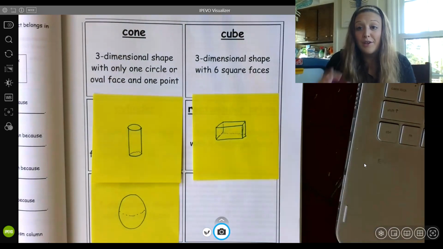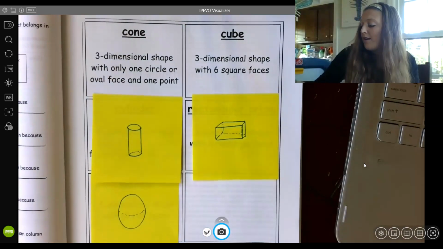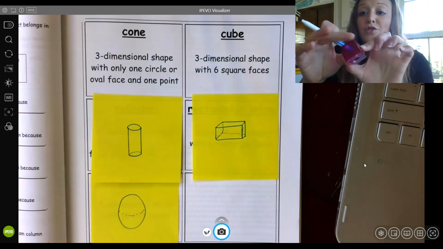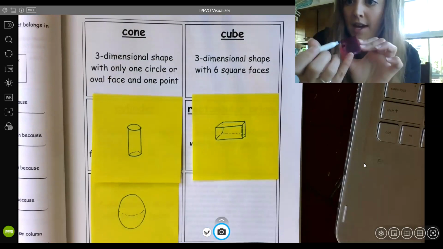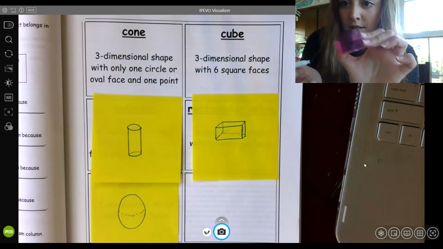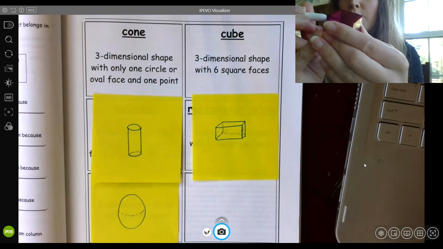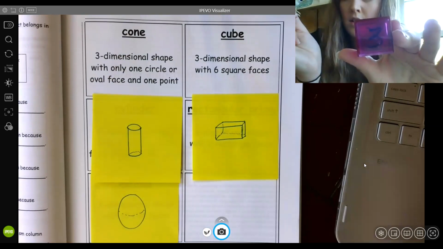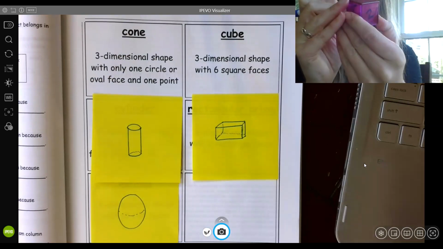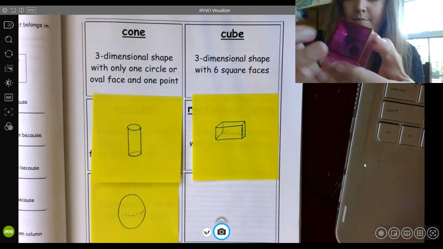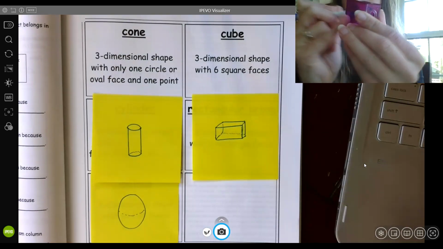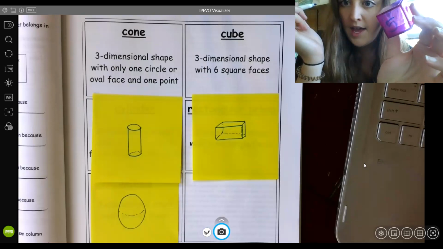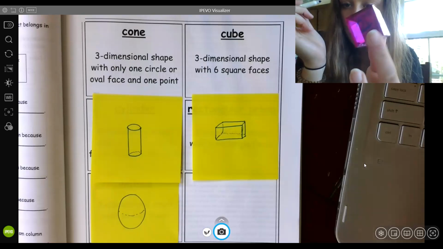Very good. So our cube has, I'm going to get my marker out. This is going to help us, okay? It's a three-dimensional shape with 6 square faces. So let's count them. I have 1, 2, 3, and then there's 4 on the back side right here. And then if I go to the top, which is 5, and the bottom is 6. So my cube has 6 square faces.